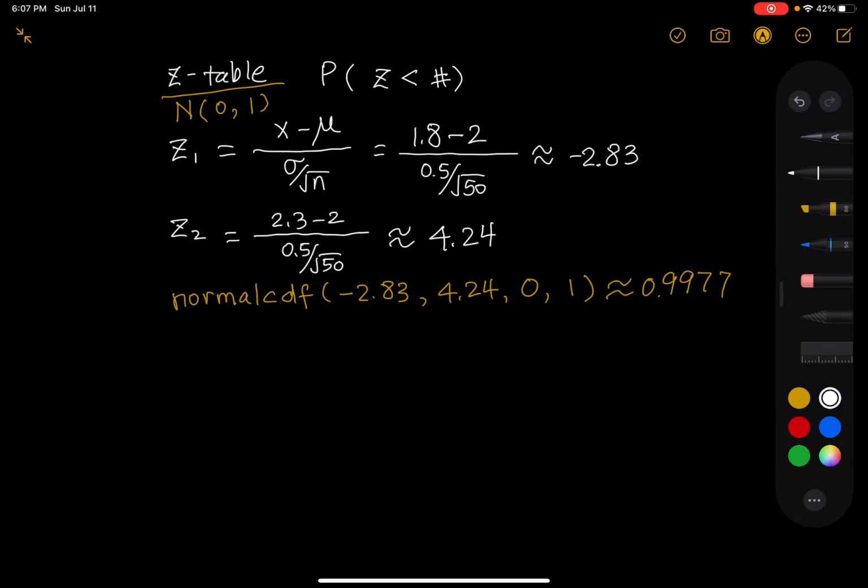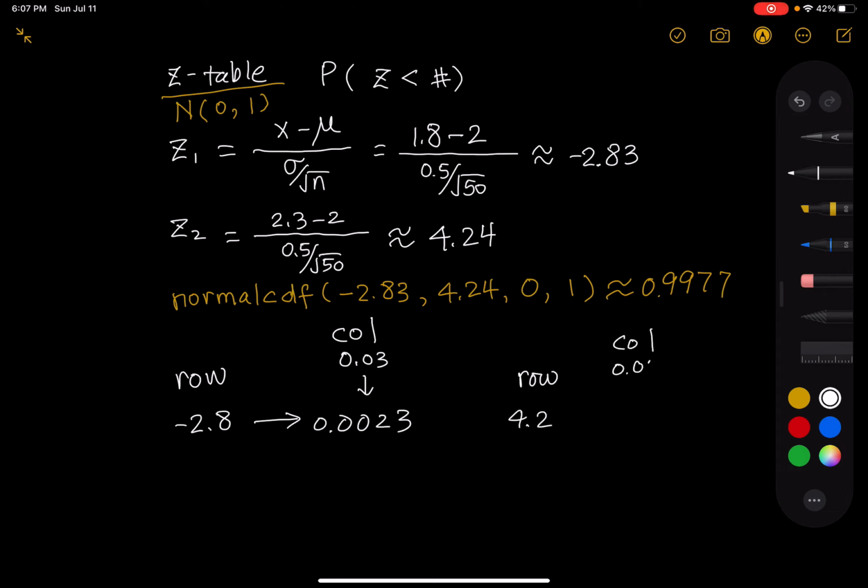But if you do not have the calculator and you're looking into the table, what you will need to do is to look for the row. So our first z-score is negative 2.8, and look for the column 0.03, negative 2.83. So it will correspond to the number 0.0023. Now for the next z-score, you need to look for the row 4.2 and the column of 0.04.